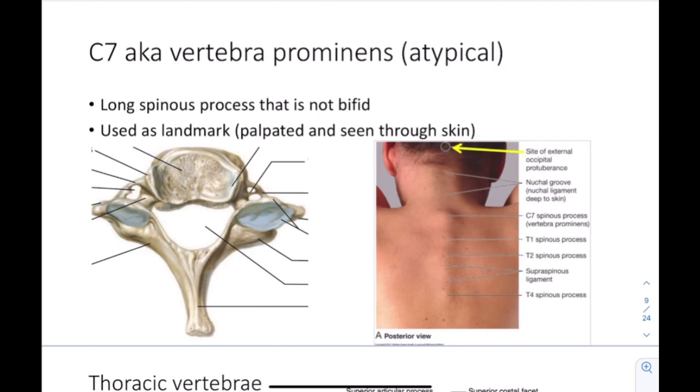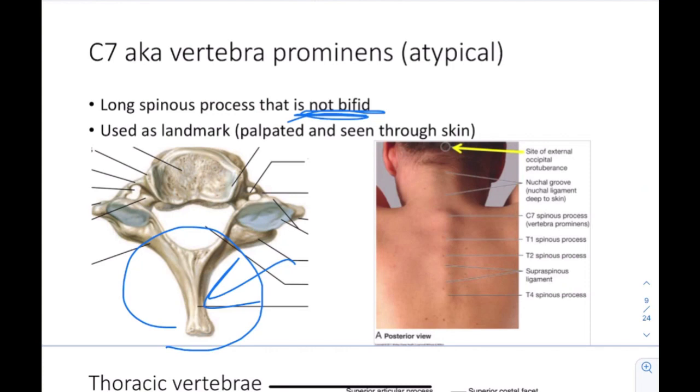Okay, so let's talk about another atypical vertebra called C7, or the vertebra prominens. It has a long spinous process that is not bifid. All the other cervical vertebrae are bifid, that means divided, except for C7. Its spinous process is not divided.